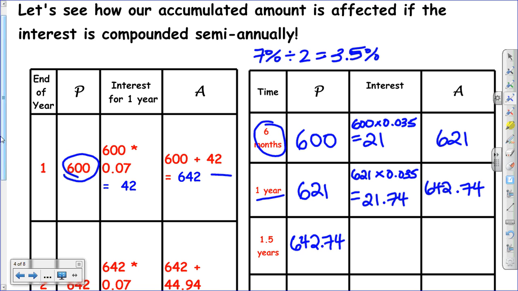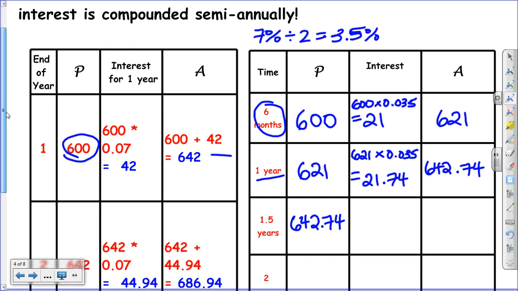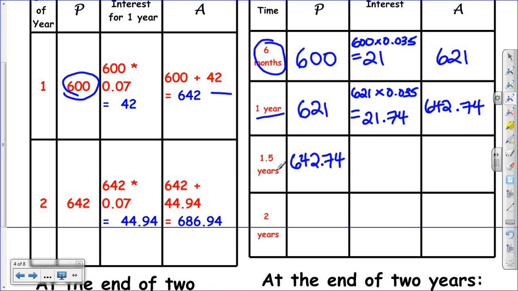Now this becomes our new principal at the 1.5 year mark. So we're going every 6 months because it's semi-annually. So at 1.5 years, it's going to be $642.74 times 0.035. Again, because it's 7% for the year, and because it's halfway through the year, it's half of the interest. And that's $22.50. And then adding the principal and the interest gives you $665.24.